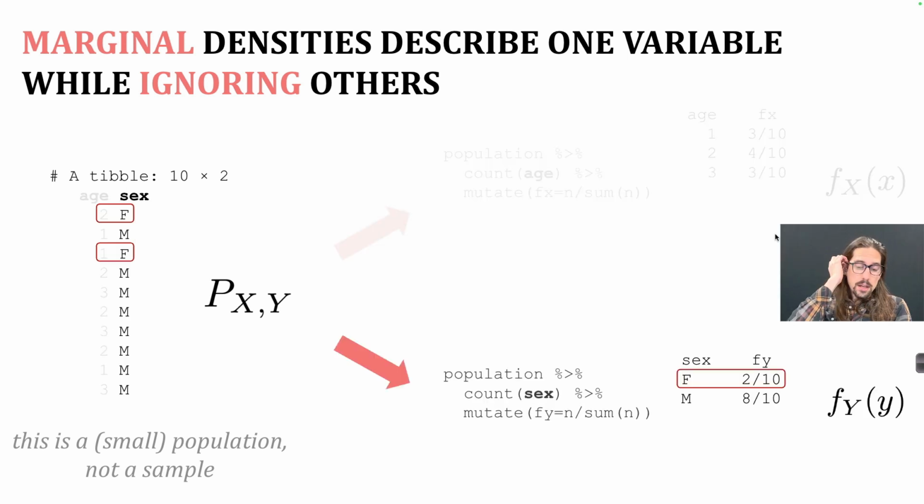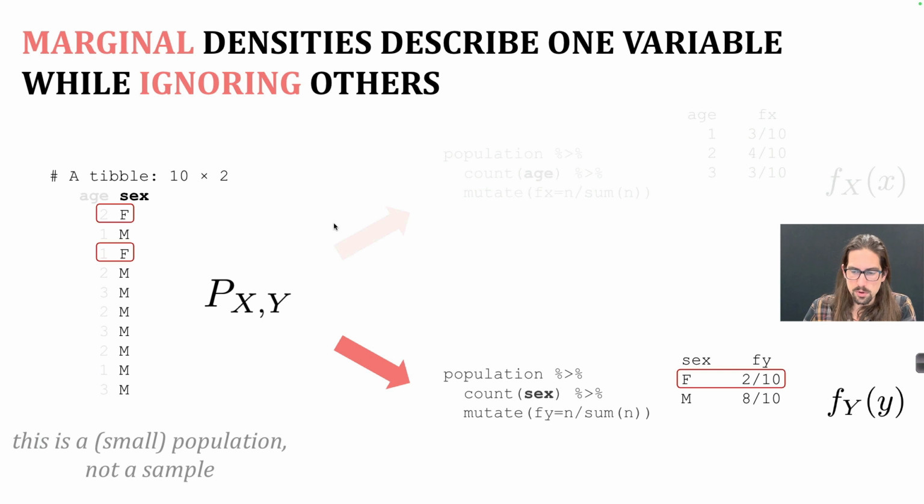I could do the same thing for sex. So this is what is called the marginal density of sex. And I've done the exact same thing, except now I'm counting unique values of sex instead of unique values of age. So here I get, there's 2 F and 8 M.